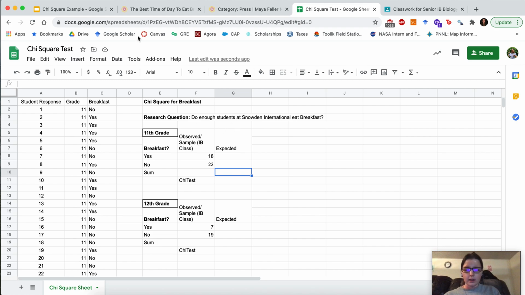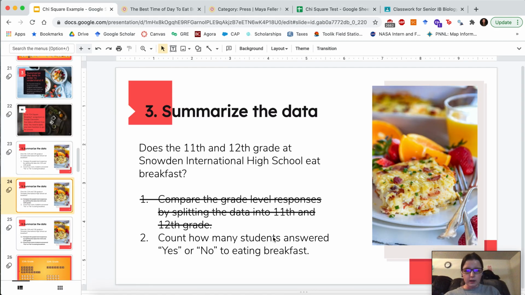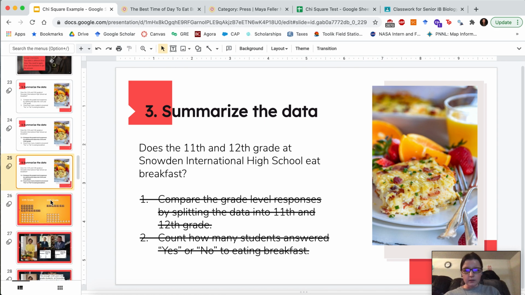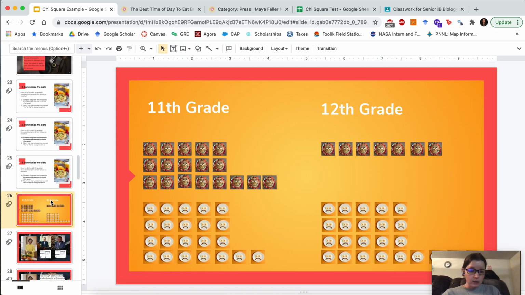Okay, awesome. So we've counted how many times students answered yes or no to eating breakfast. That's done. So now we've taken the data and we've organized it. It no longer looks like this mess, it looks kind of like this.